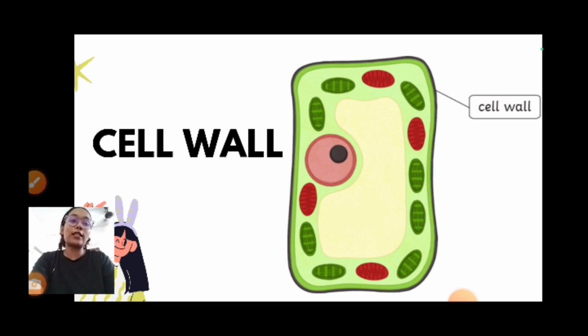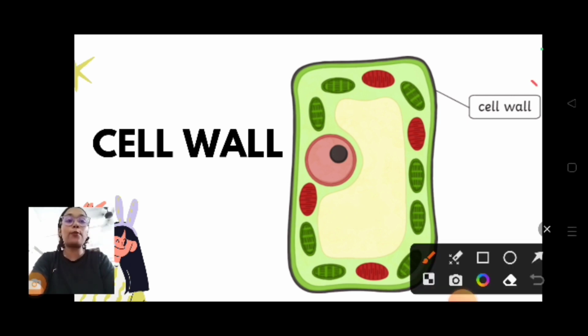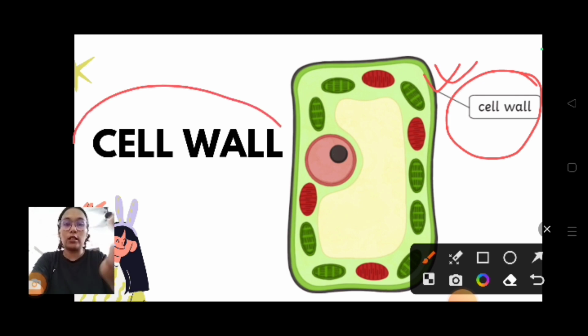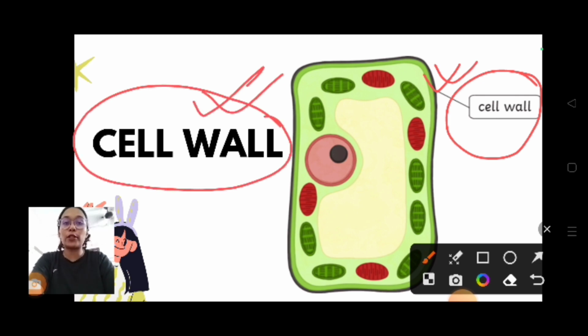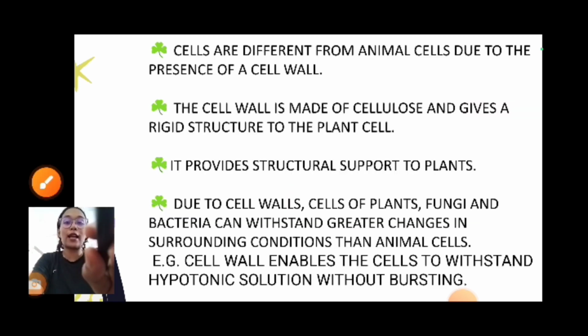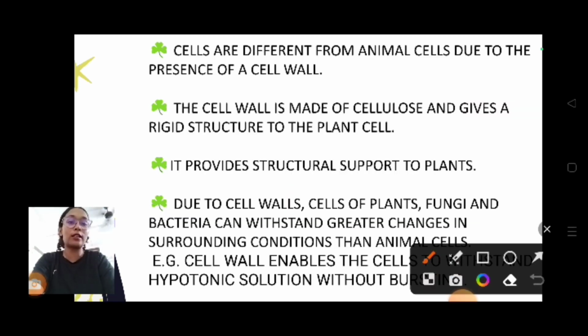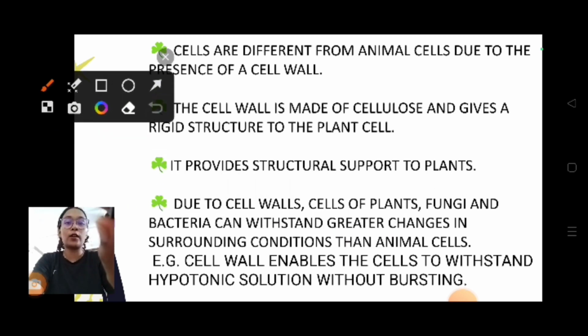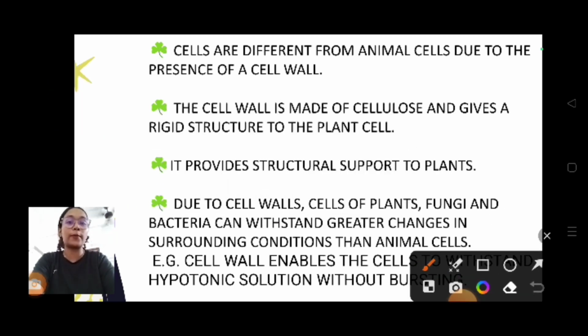Coming to the next concept, that is the cell wall, which is only present in the case of plant cells, okay, which are rigid. One property we already got, that the cell wall is rigid, but the cell membrane is flexible. Okay. So moving on to the next slide. So a few characteristic features of the cell wall we'll study now.